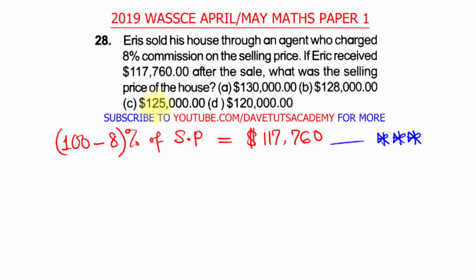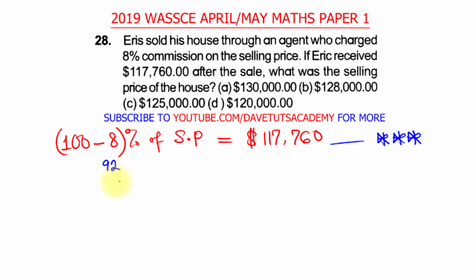He's not going to hand that over to Eric, so we can subtract that 8% from the full amount of the money. Okay, so it is 100 minus 8% of the selling price that we're given as 117,760, which was handed over to Eric. Now the question was, we need to find the actual selling price of the house. So that means what we have is, look at this. This is 100 minus 8 is 92.